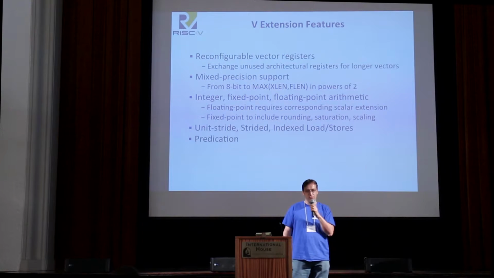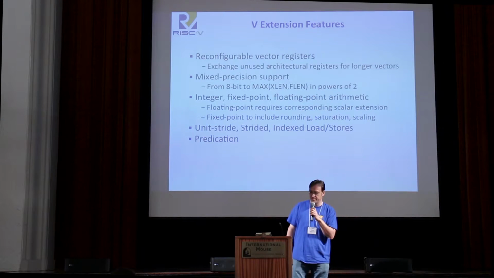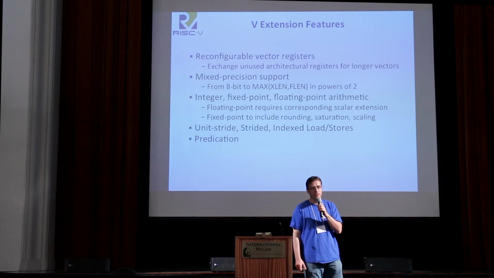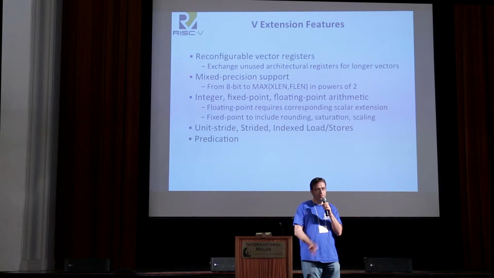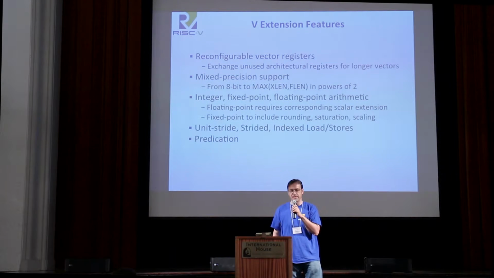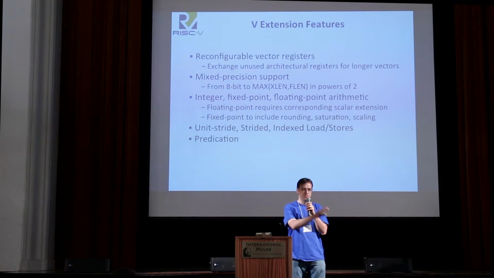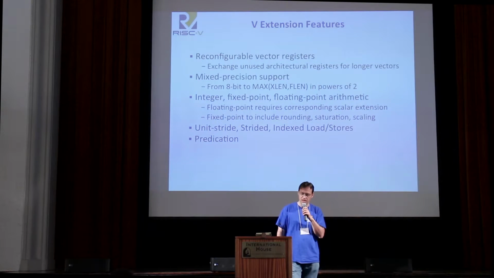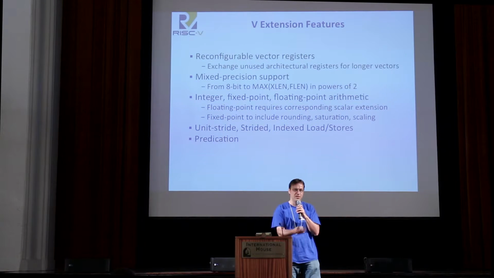So there's a bunch of features here. It's not your grandfather's vector machine. We do have reconfigurable vector registers. Actually, this is an older idea from the Fujitsu machines. We're going to allow you to exchange unused architectural registers for longer vectors. A new thing is mixed precision support, from 8-bit up to a max of XLEN and FLEN in powers of 2. So whatever your base scalar ISA supports in terms of XLEN and FLEN, which is the integer width and the floating point width, you're going to be able to go up to that size, variable size in the registers. We want to support integer, fixed point, and floating point arithmetic. And if you have floating point, you have to have the corresponding scalar extension. It doesn't make sense to have the vector unit if you don't have the scalar floating point.